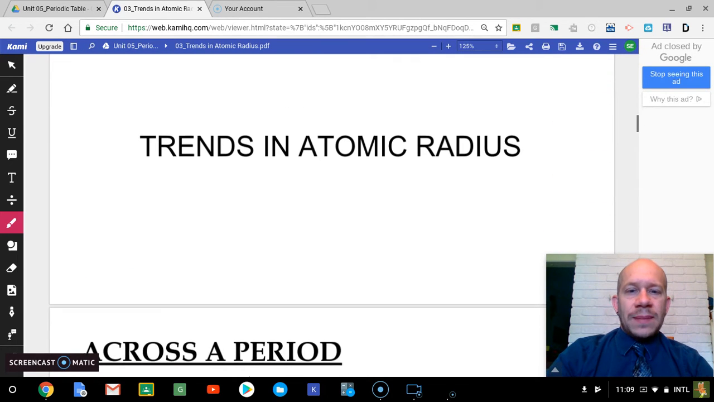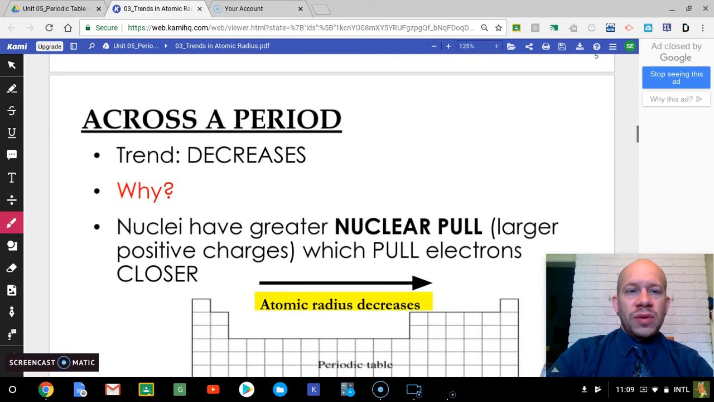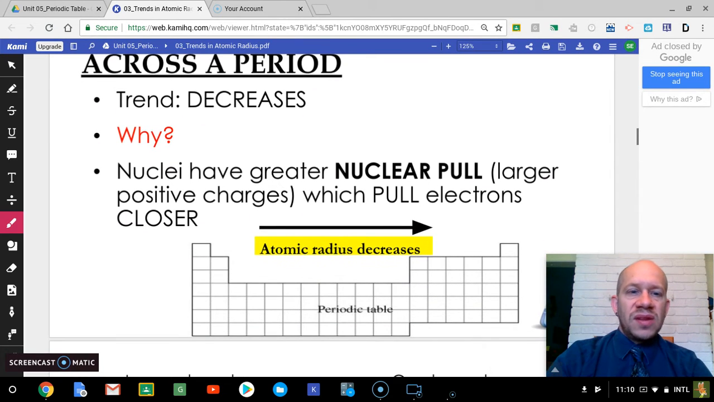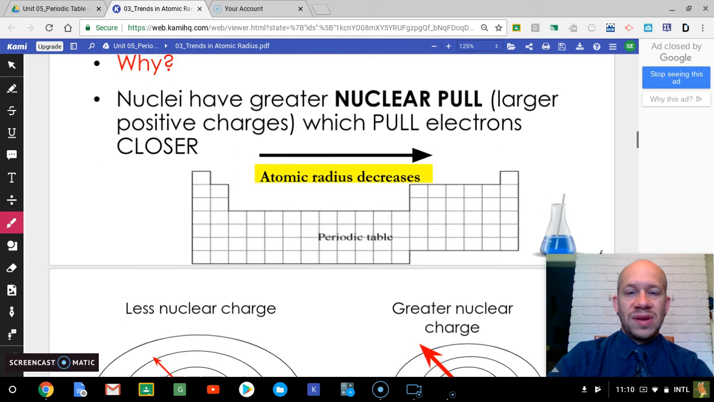The trend in atomic radius is this. As we go across a period, the trend is it decreases. The reason why is because the nuclei have a greater nuclear pull, a larger positive charge, which pulls those electrons closer. So the radius decreases as I go from left to right because I have more electrons but the same number of electron shells. I have more protons with the same number of electron shells, and therefore that greater positive pull is going to pull those electrons in.